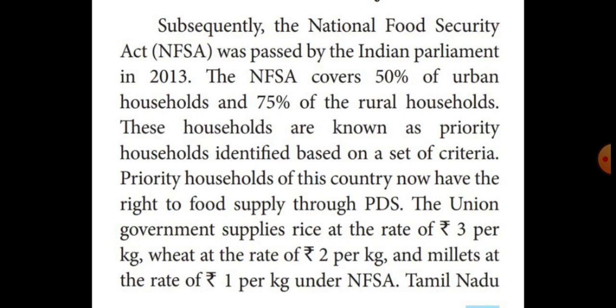Then the union government supplies rice at the rate of 3 rupees per kg, wheat at the rate of 2 rupees per kg, and millets at the rate of 1 rupee per kg under NFSA. Listen very carefully, students. That means through the National Food Security Act, they are providing rice, wheat and millets.